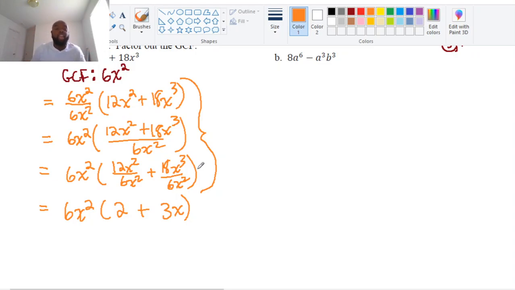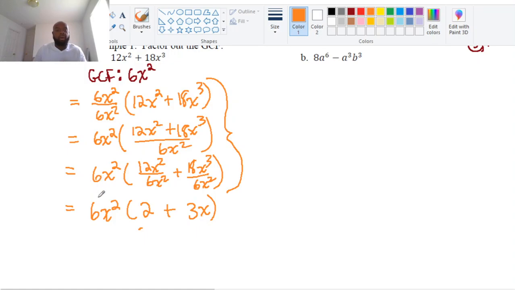We're multiplying on the outside by 6x squared, and then we divide on the inside by 6x squared, and that's how we get these values in that polynomial there. All right. And so this is our factored polynomial. We factored out the greatest common factor. Let's look at part B.